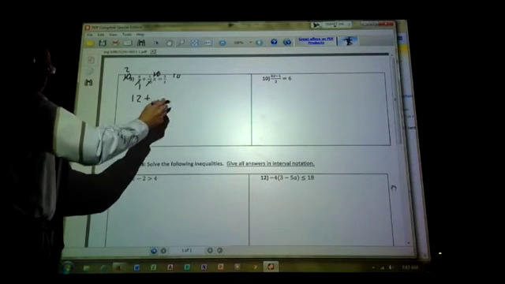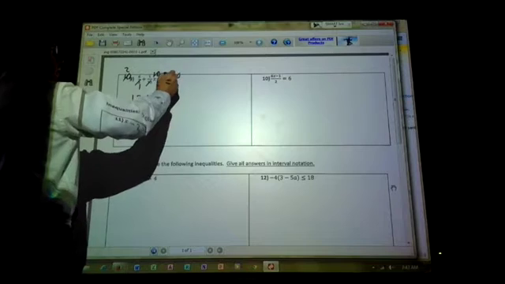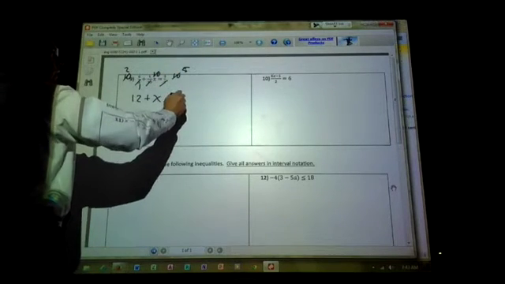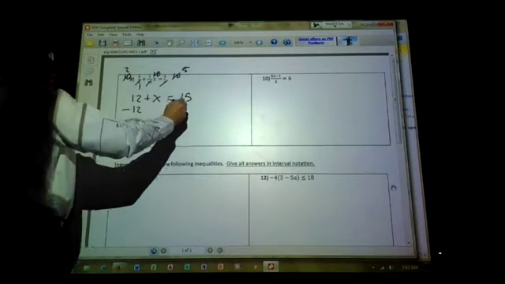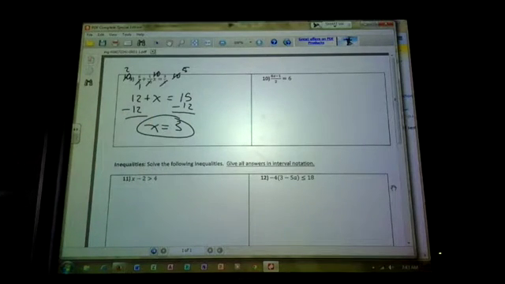So that gives me 1x. 1x is the same thing as x. And 2 goes into 10 5 times. 3 times 5 is 15. Subtract 12 from both sides. The nice thing is this is going to work out really quickly, so you get x is equal to 3. There's nothing more to do.